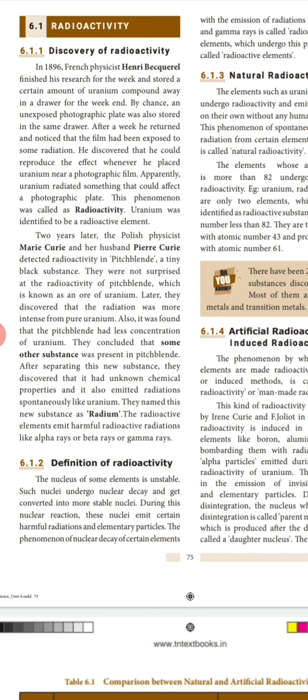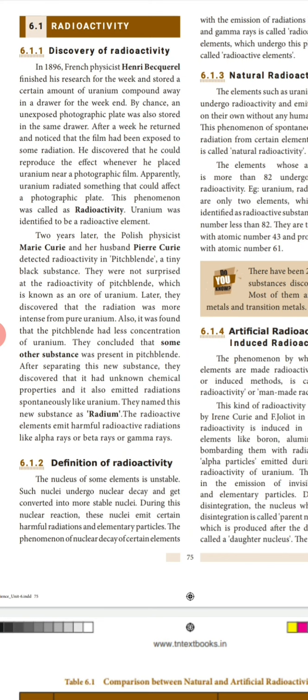pitchblende, a tiny black substance. Marie Curie and Pierre Curie were Nobel Prize winners for radioactivity. What did they discover? Pitchblende is the ore of uranium. When it was placed on a photographic plate, radiations came out. But those radiations were not more intense than from pure uranium.